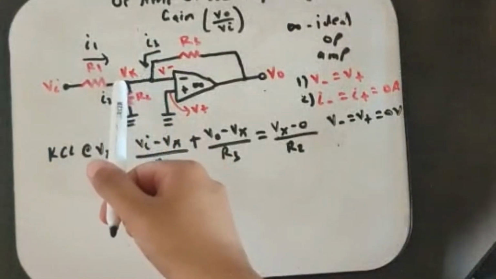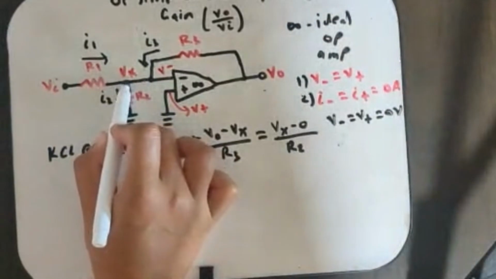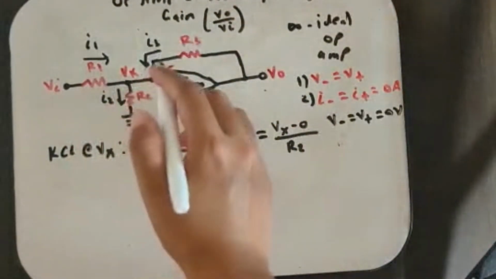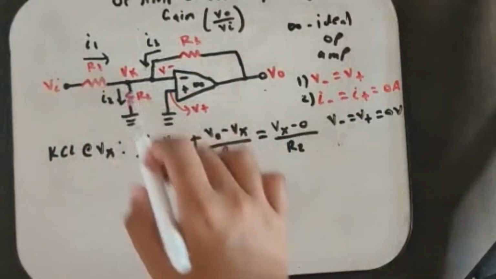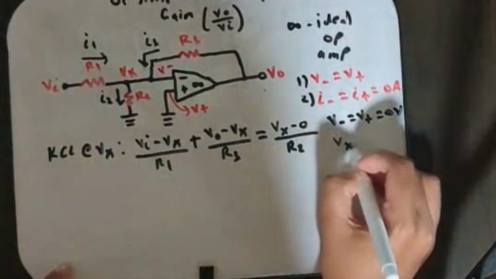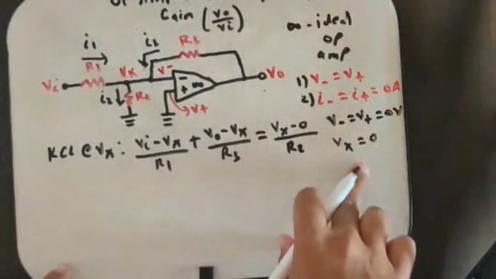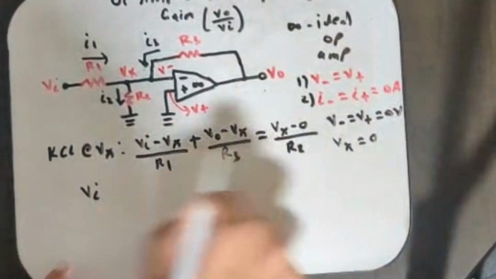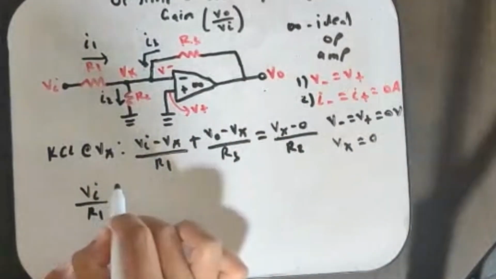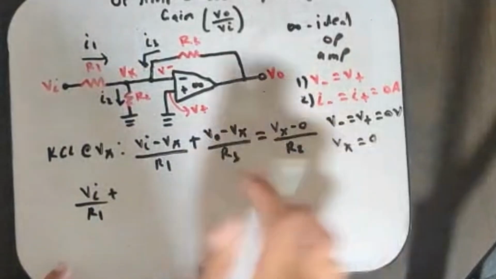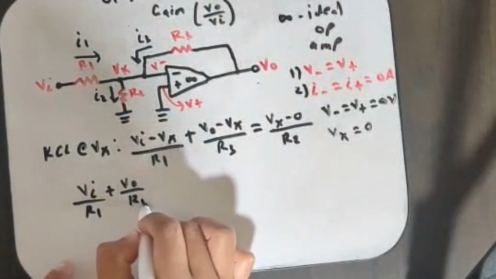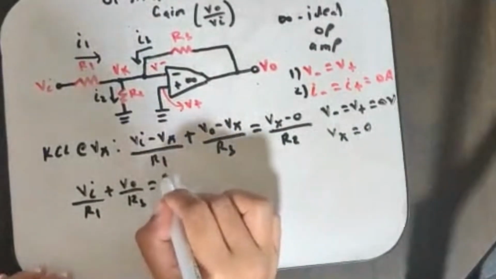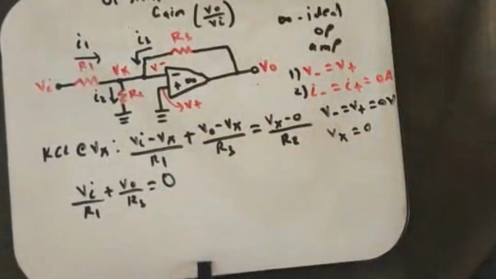And V minus and VX are the same, since this wire is the same node, and the voltage can't change in between. So that makes VX 0 volts as well, according to the ideal op amp assumption. That makes it very simple, because then the equation becomes VI minus 0 over R1 plus VO minus 0 over R3 is equal to just 0, because VX is 0. So this whole VX over R2 just becomes 0, correct?